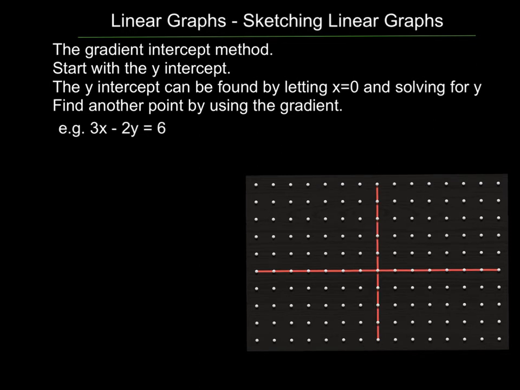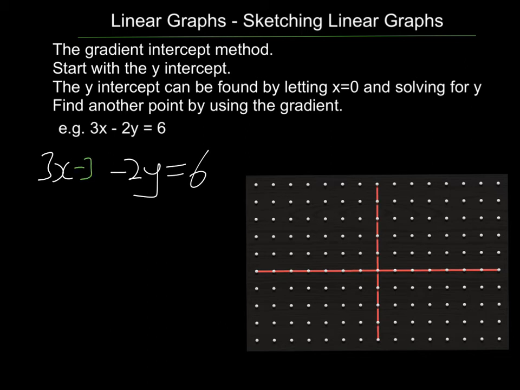This next question is a little bit more difficult to do using the gradient intercept method because the equation is not written in the general form of a linear equation where y equals mx plus c. So we need to rearrange it. So what I need to do is get rid of the 3x and the 2. In other words, make y the subject.